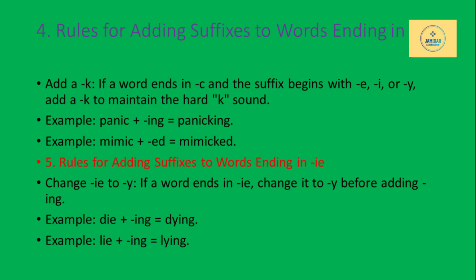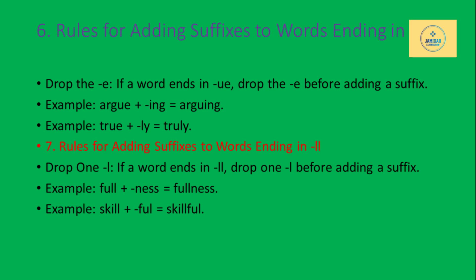Add k if a word ends in c and the suffix begins with e, i, or y to maintain the hard k sound. Change ie to y if a word ends in ie before adding ing. For words ending in ue, drop the e before adding a suffix. For words ending in ll, drop one l before adding a suffix.